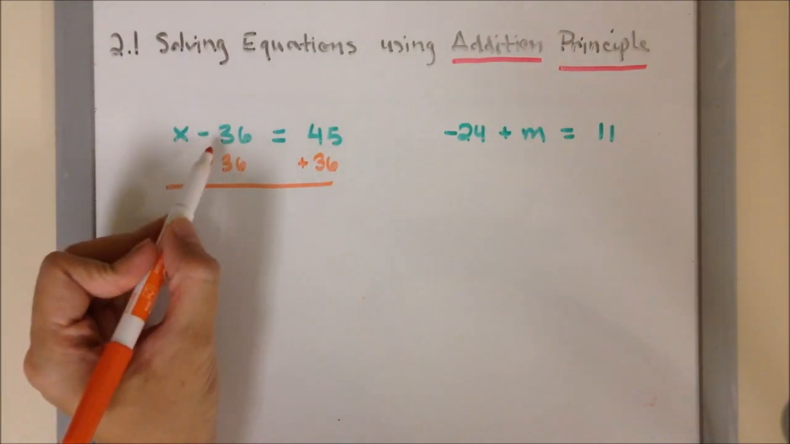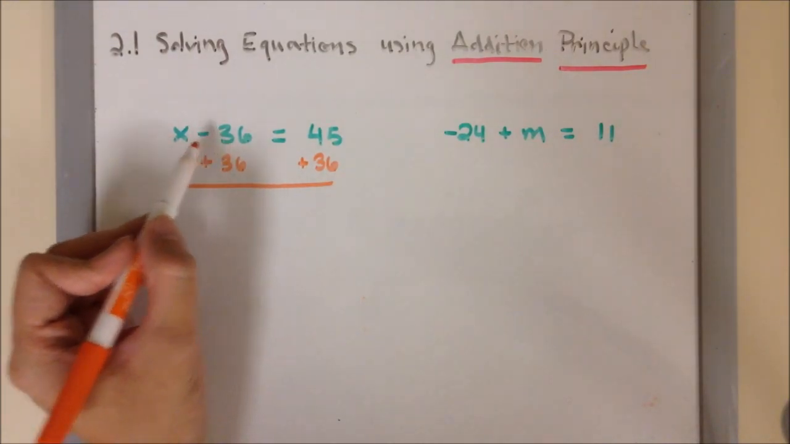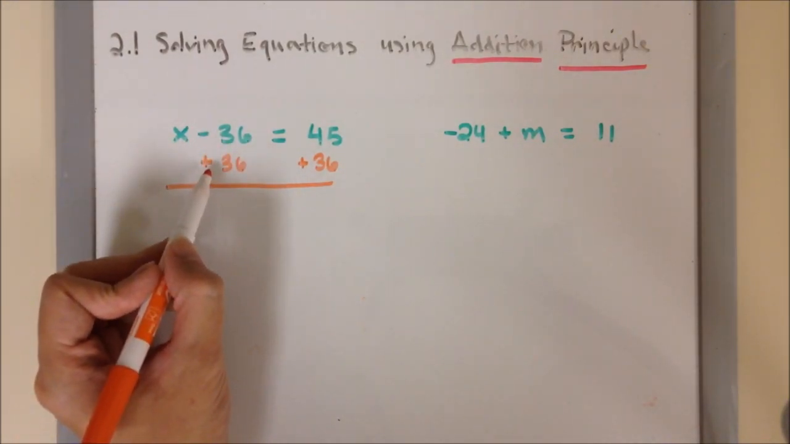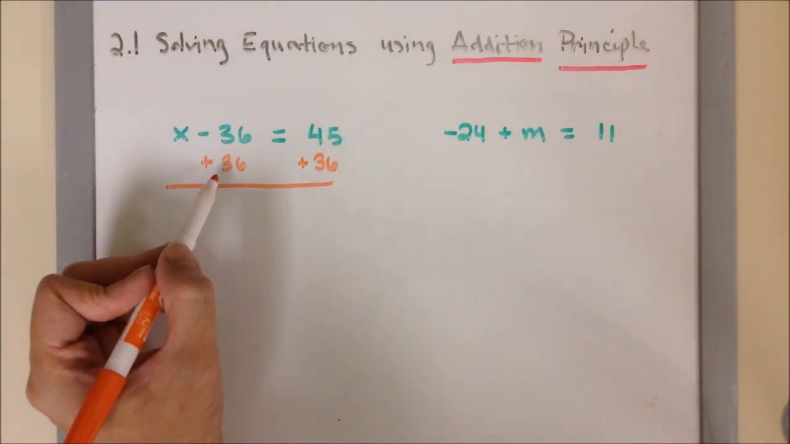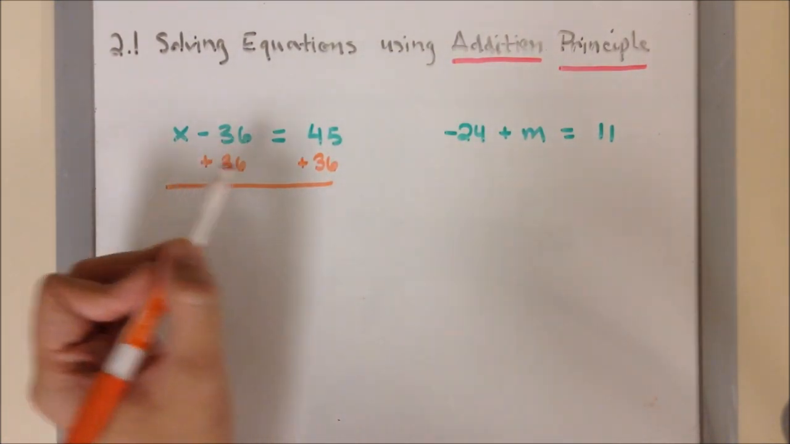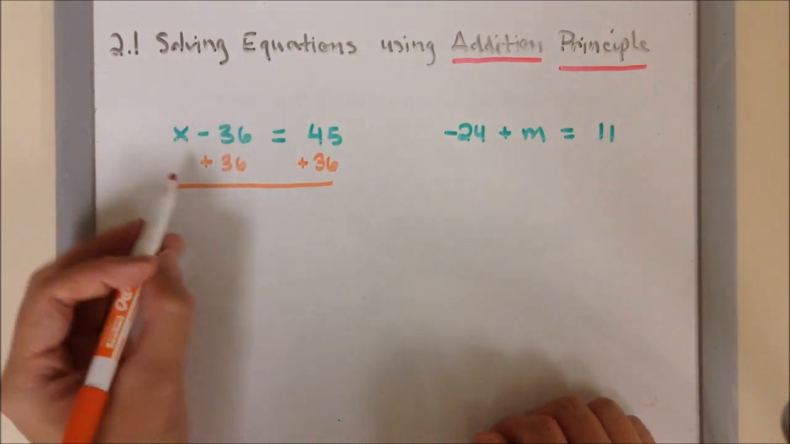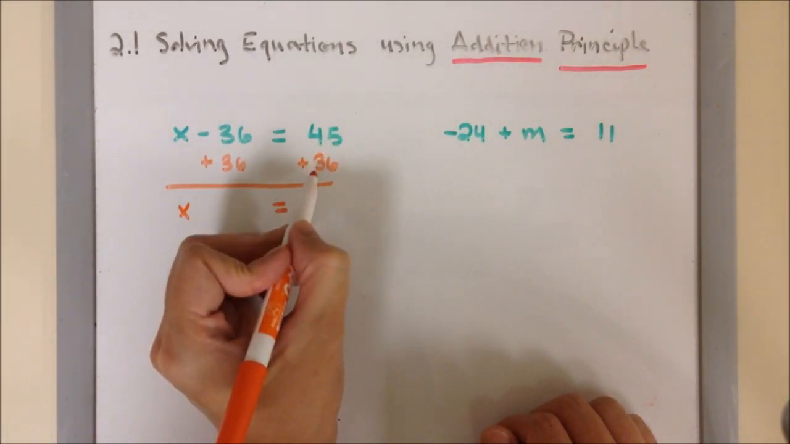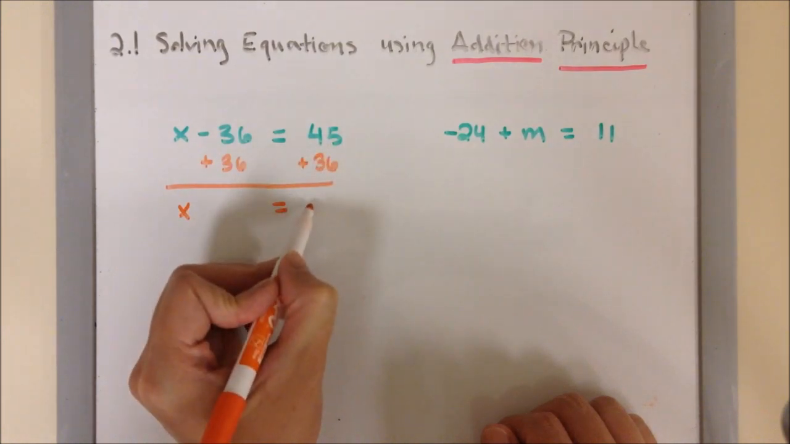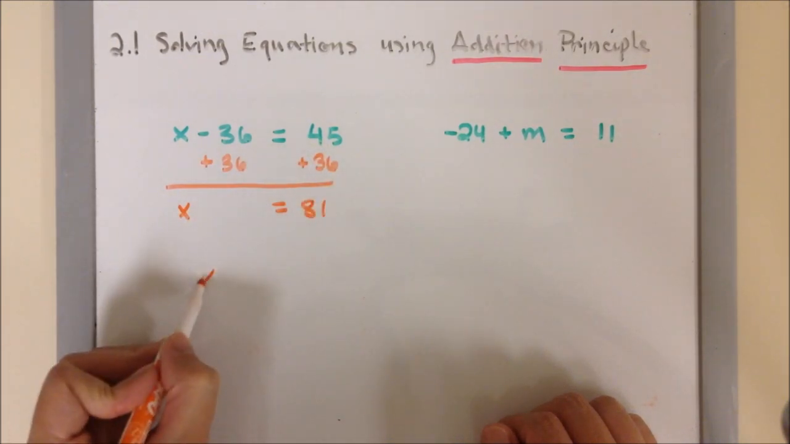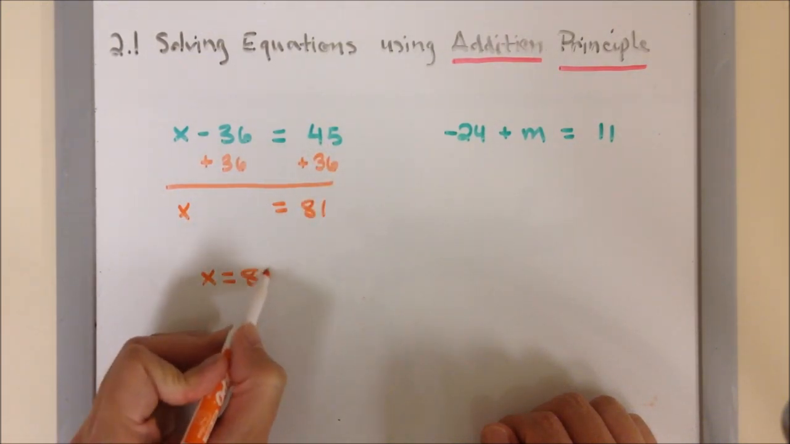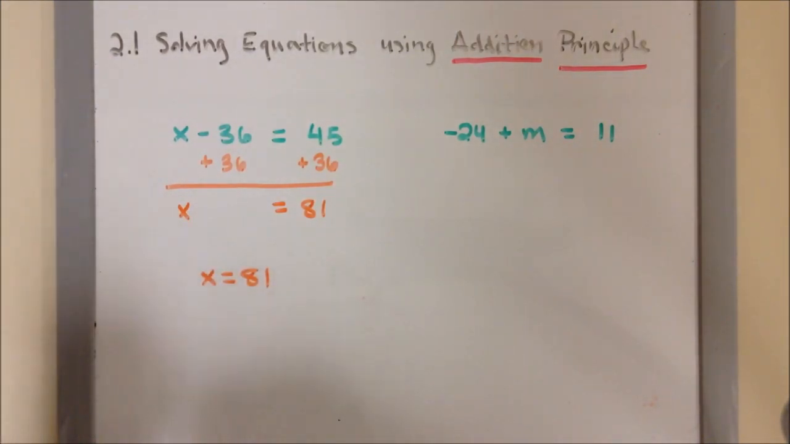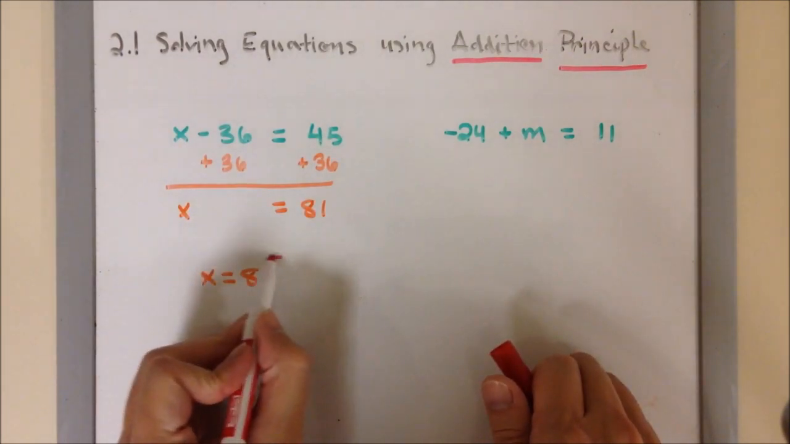So if I want to cancel out this negative or minus 36, I cancel it by adding 36 on the left side. And to balance the equation, I have to add 36 on the right side. Doing that, it will be x equals 45 plus 36. That will be 81. So that's my final answer. x equals 81. That's all you have to do.